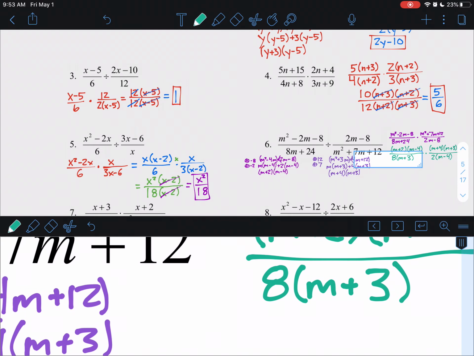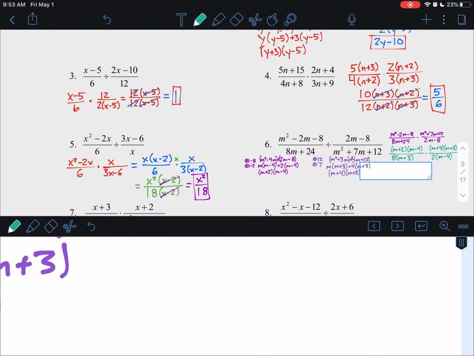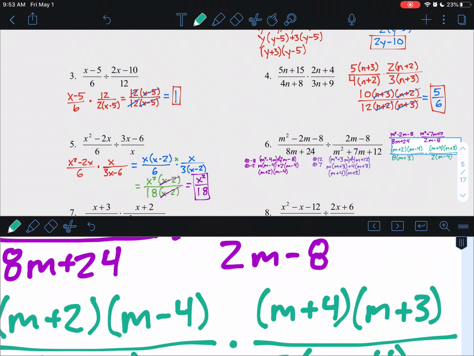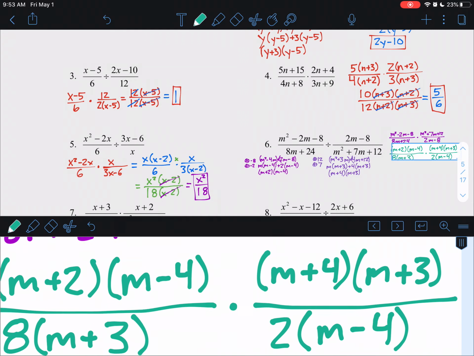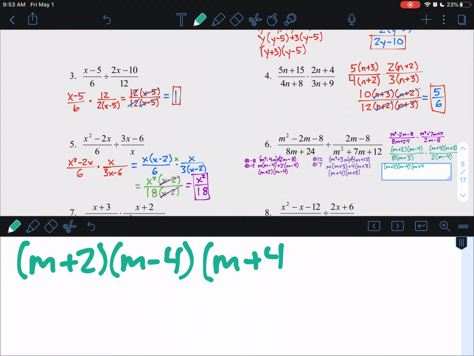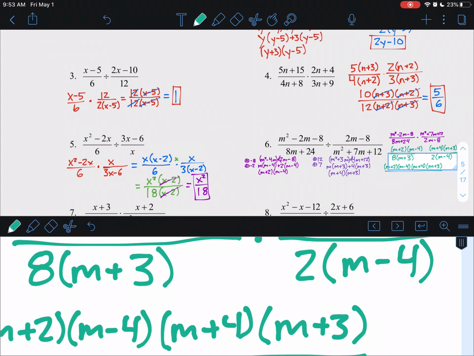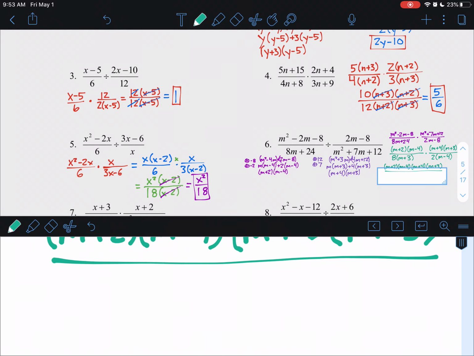Okay, now we can combine things. When I do so, I'm going to have pretty much all these factors in the top, because I'm multiplying m plus 2 times m minus 4 times m plus 4 times m plus 3, which gives me just all that. M plus 2, m minus 4, m plus 4, m plus 3, all over, and then in my denominators, I had 8 times m plus 3 times 2 times m minus 4. So 8 times 2 is 16, and then I'm going to have my m plus 3 and my m minus 4.